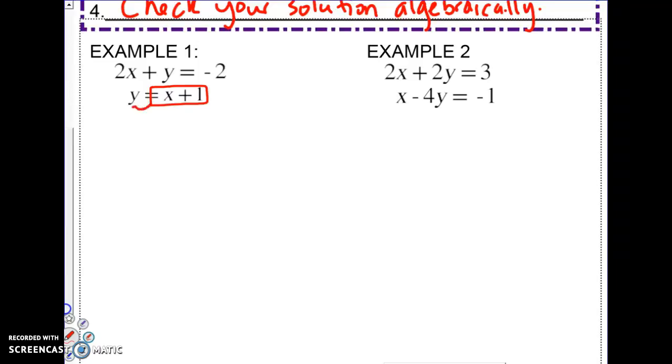So all this is equal to y, right? So it's all going to get stuck in for y up there. And I'm a big fan of the arrows because I don't want to substitute in the wrong spot. So now I'm going to rewrite this equation: 2x plus, and instead of y, I'm replacing y with x plus 1.